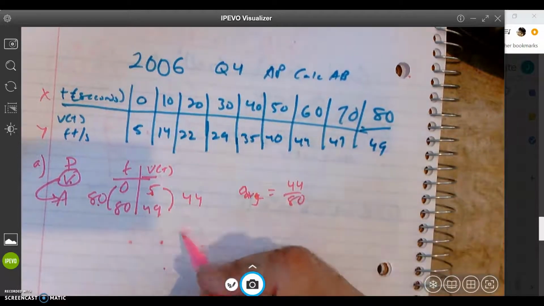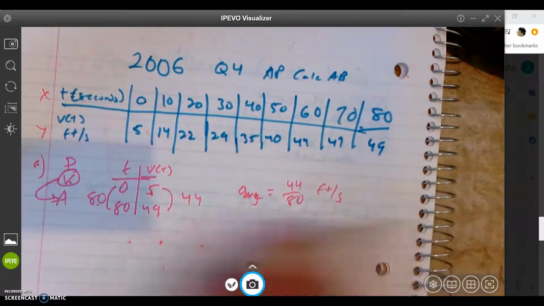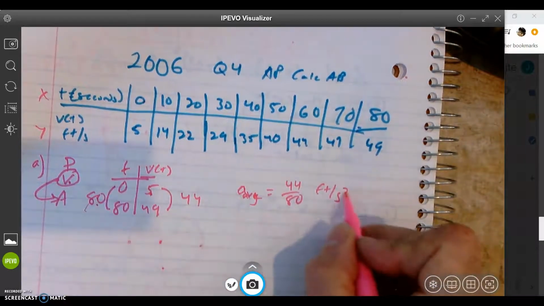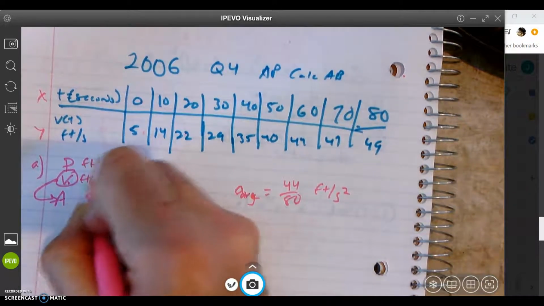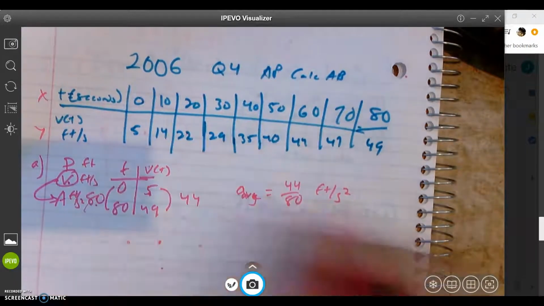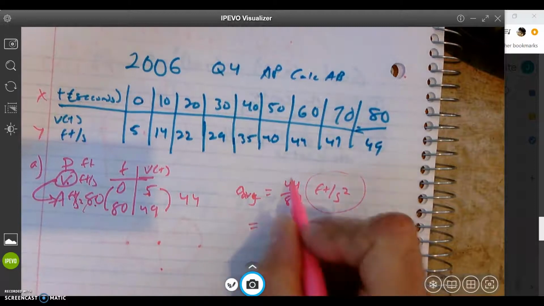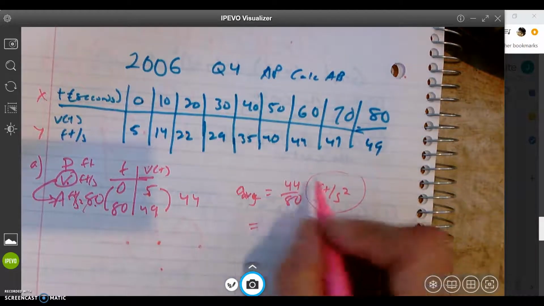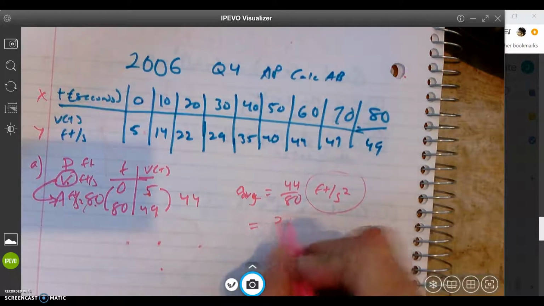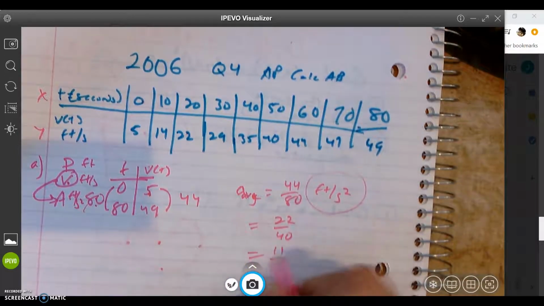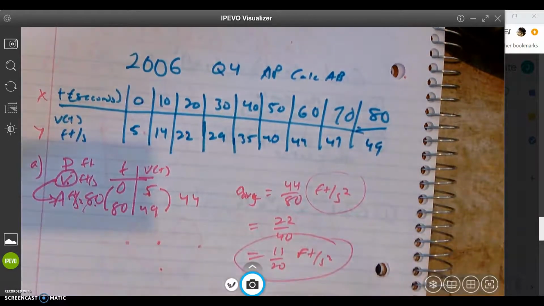Now units are important, because this right here is feet per second, and then time is in seconds, so it's feet per second squared. This is going to be feet per second, this is going to be feet per second squared. If you don't have this part, it's going to be wrong. Now you can simplify this if you want to, but you don't have to, since it's free response. This is an acceptable answer and you get it right. What if we divide this by 2, cut it in half? We can cut that in half also. I think that would be the final answer if you want.